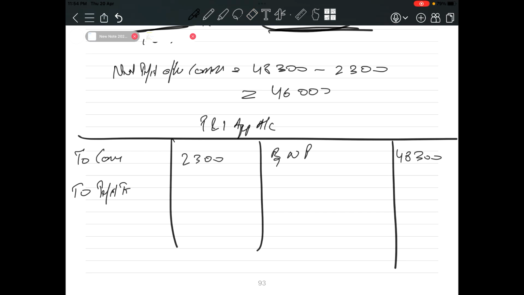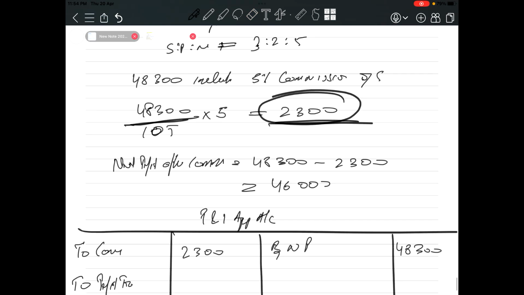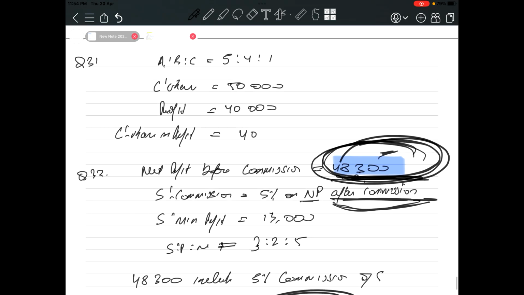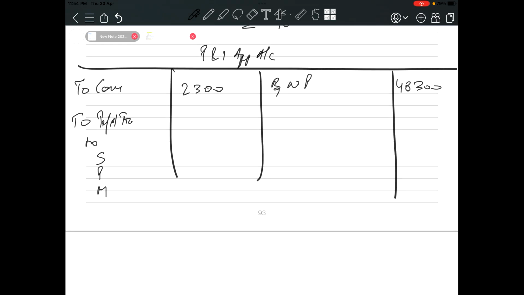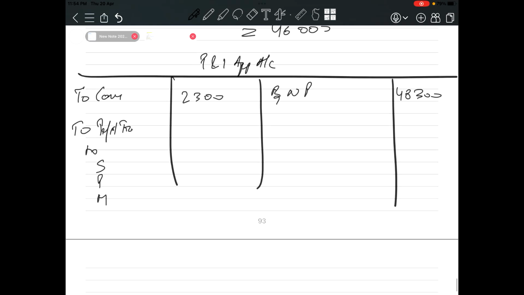Profit transferred to the three partners, S, P and M. Now what is the divisible profit? 48,300 minus 2,300 will be 46,000. 46,000 will be divided between the partners, because you know that this amount will be after debiting all the expenses, after debiting commission, after debiting interest on capital. So this will be the final amount.